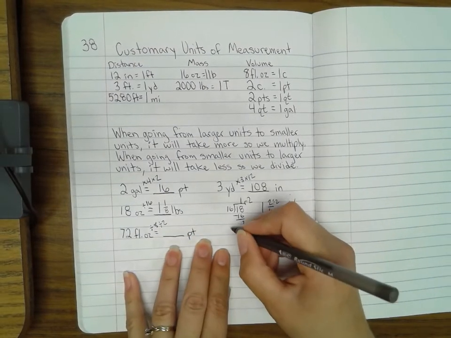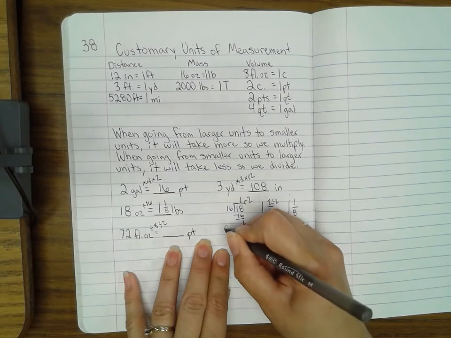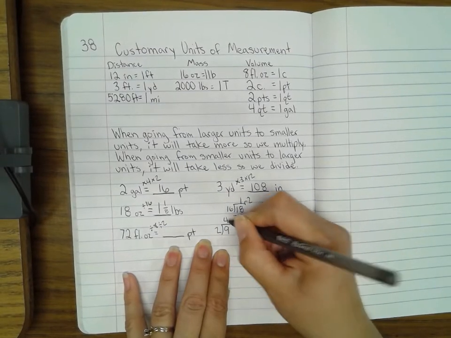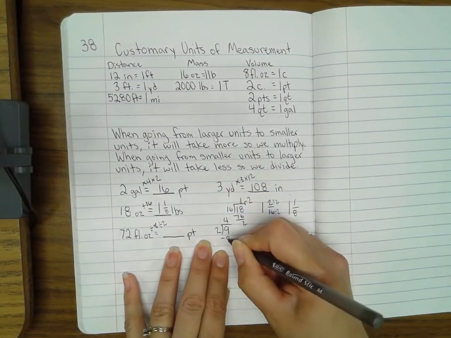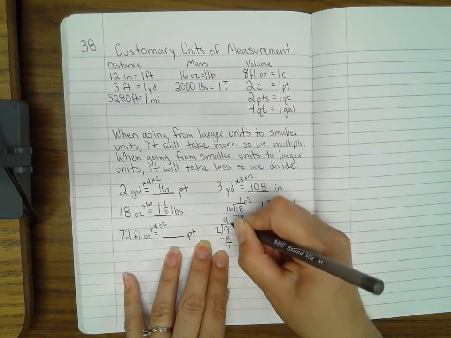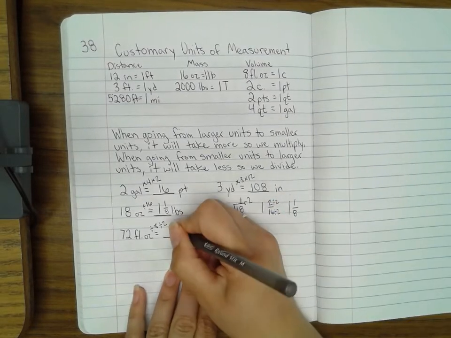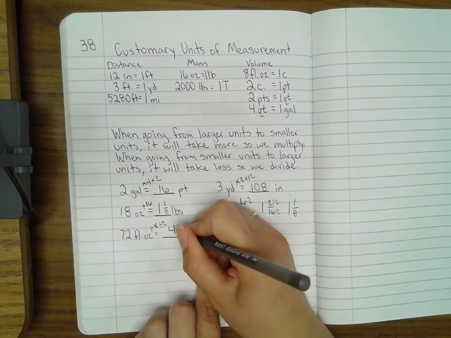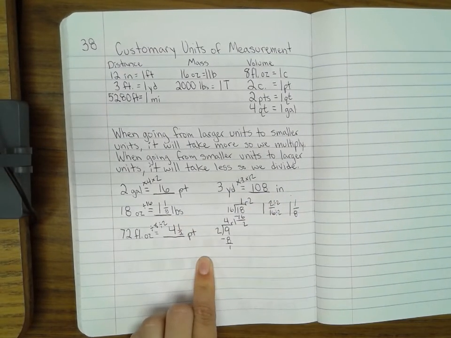9 doesn't divide evenly by 2. Some of you might be able to do that in your head, which is great. If you can't, write it out. 2 goes into 9 4 times. 2 times 4 is 8. That leaves me with 1, so I get a remainder of 1. So this would be 4 and 1 out of 2 pieces, so 1/2. So this would be 4.5 pints.